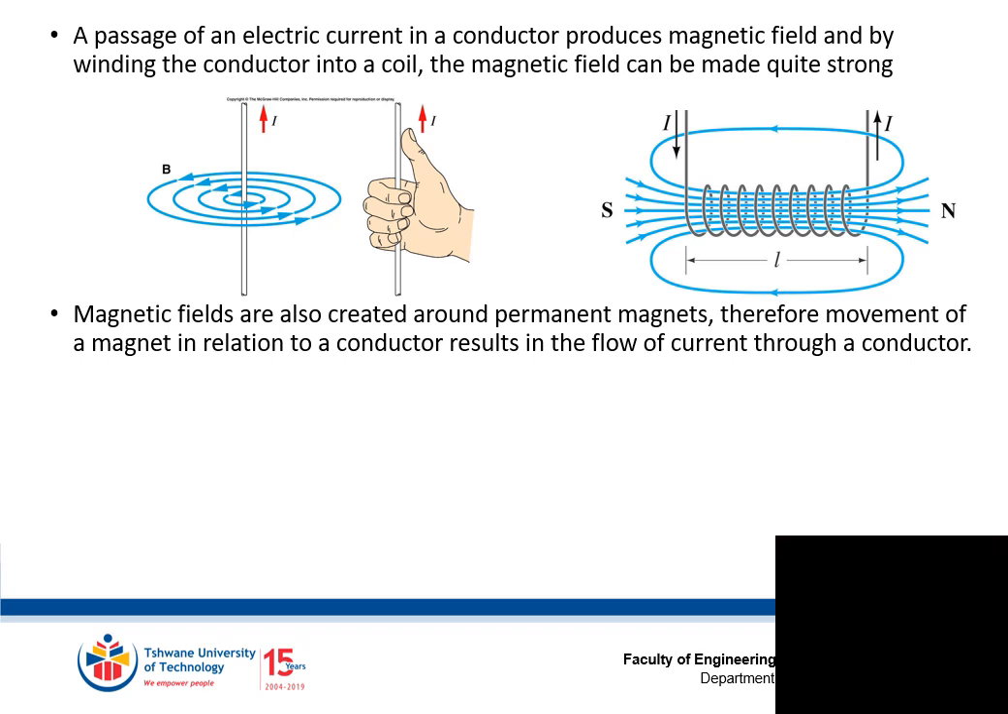Now, magnetic fields are also created around permanent magnets. Therefore, movement of a magnet in relation to a conductor results in the flow of current through the conductor. Let's say you have a wire that's wound into a coil, and when you move the permanent magnet inside the coil, a current will be induced in the wire. You can actually measure the current that's induced as you move the permanent magnet.